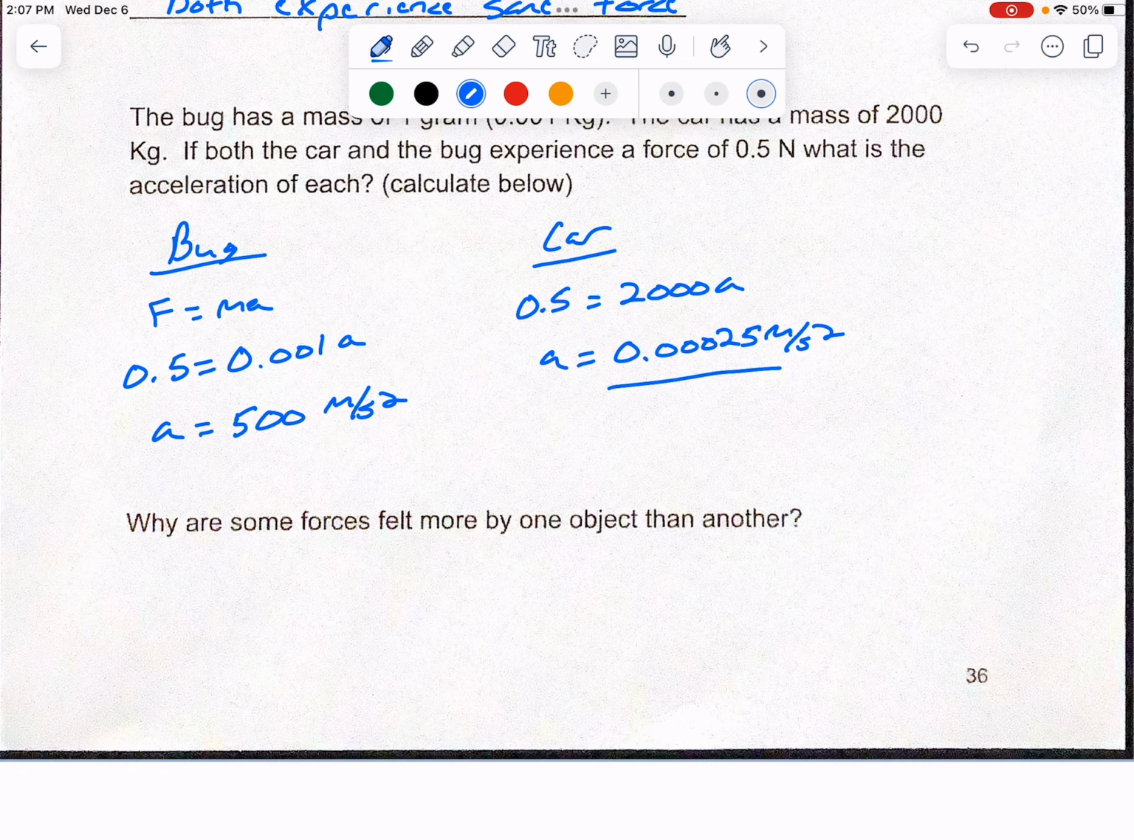So why are some forces felt more by one object than another? Well, we just talked about that. It's mass. Mass is a factor when you think about whether your body can handle that kind of force versus if it can't. The bug couldn't. So that bug's going to feel a heck of a lot more force than the car would. It's the exact same force, but the bug cannot handle that amount of force. And that'll end the notes there.